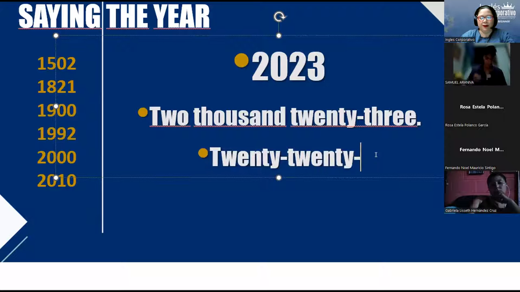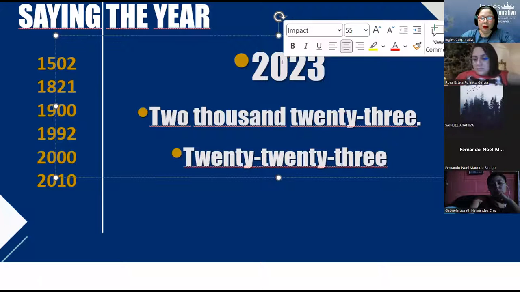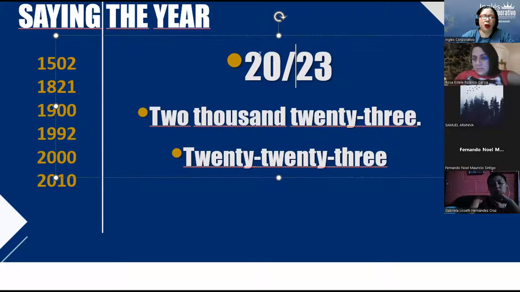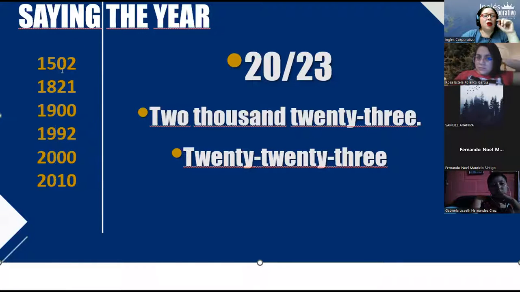So there is the other way, and this is the easiest part. We divide this number into two numbers, right? For example, the first one is 20, and this is 23. Then what year is it? 2023. Our current year is 2023. But the number zero, we don't say zero in the years. In the years, we say O.